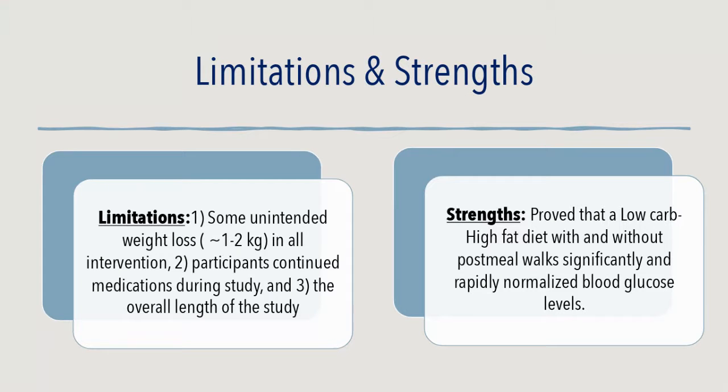And then the strengths, though, it did prove that a low-carb, high-fat diet with and without post-meal walks significantly and rapidly normalized glucose levels. So I do think this is a tricky study because the low-carb, high-fat thing is kind of a big thing right now. But I think it might be a good area for someone to maybe start if they do need to, as mentioned with the strength, rapidly normalize their blood glucose levels.